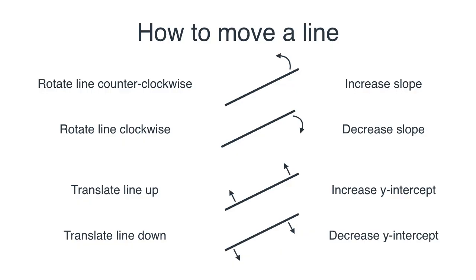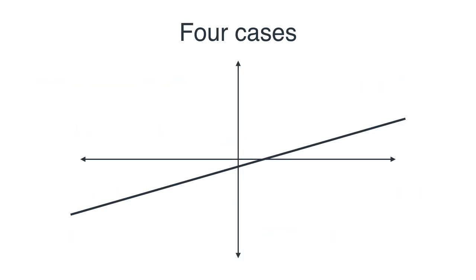So now, depending on where the point is and where the line is, we're going to do a combination of the correct rotation and the correct translation in order to move the line closer to our point. So we end up with 4 cases. Here's the first one.